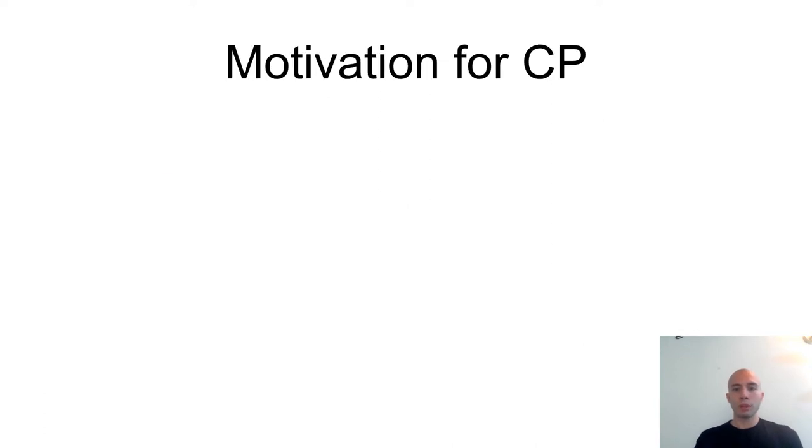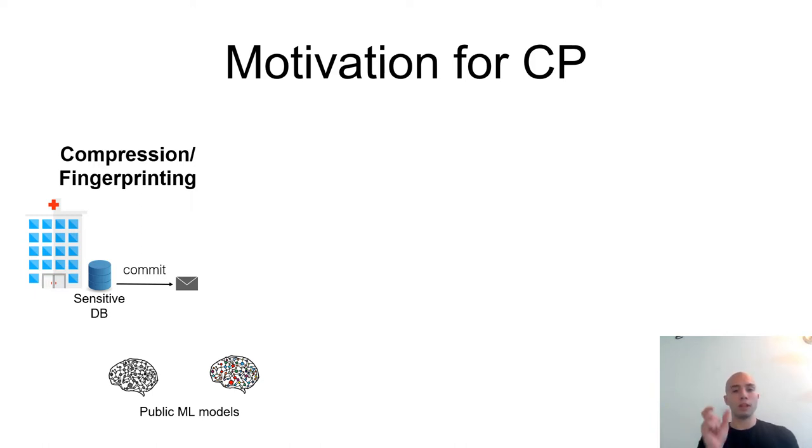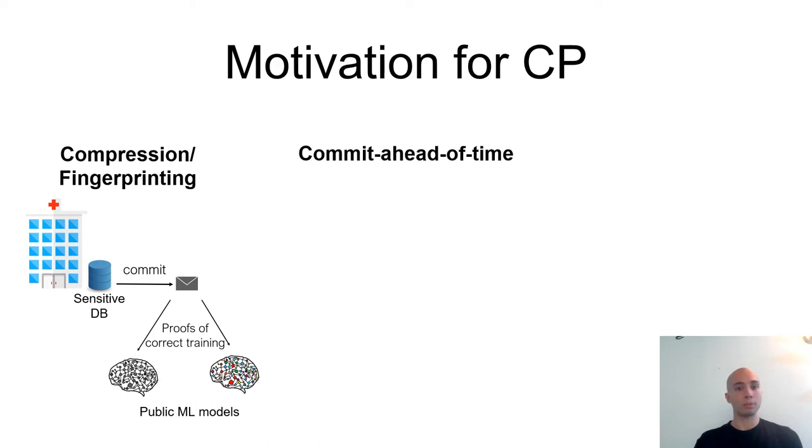Now, why do we care about this setting? There are many different scenarios, anywhere we care about compression and fingerprinting. Imagine you have a hospital holding sensitive health data and wanting to train a public machine learning model. What could happen is that the data could be committed in a very succinct way. This commitment is public, it's authenticated by the government and such, and then we can publicly prove that a certain training procedure was executed on them.